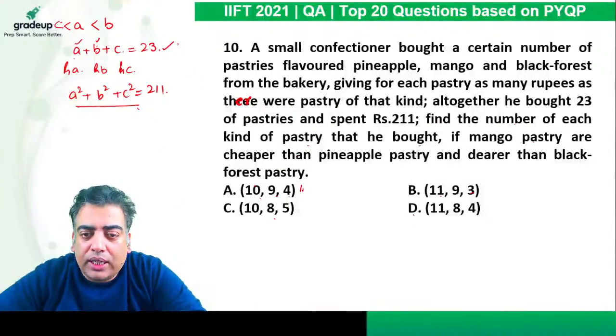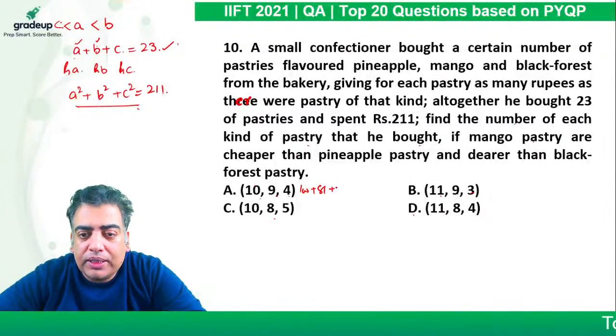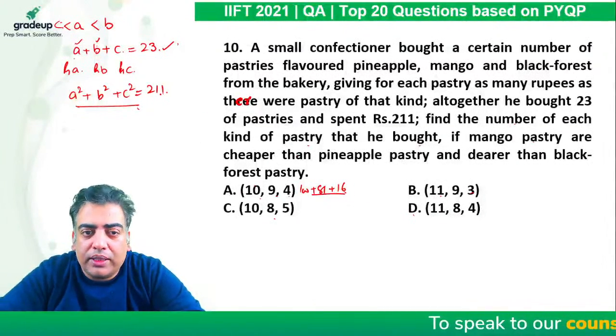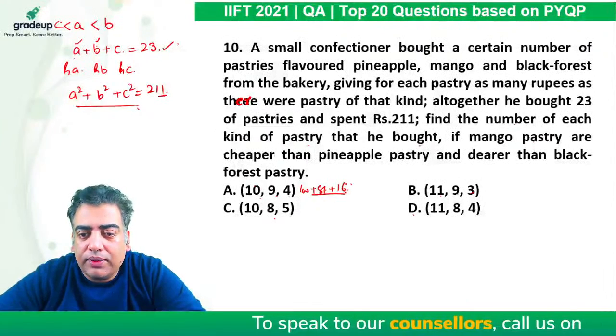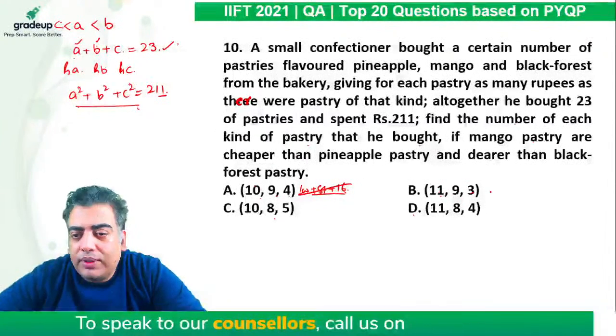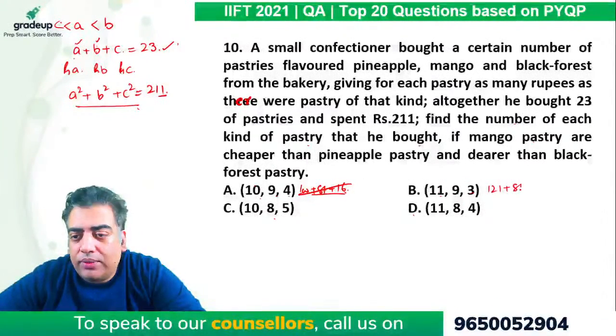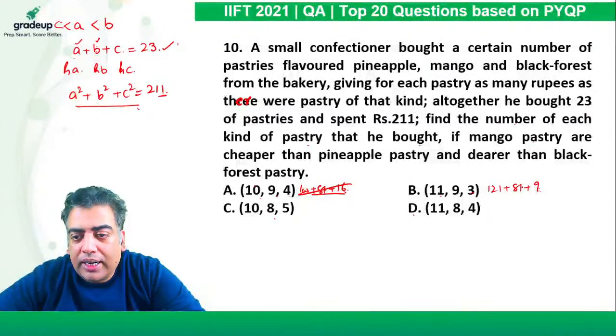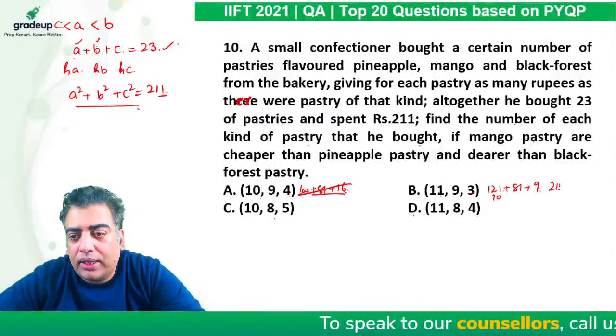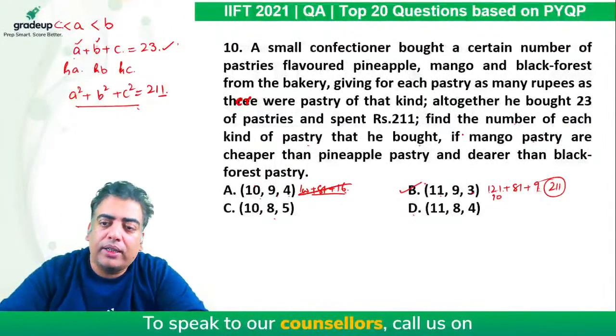So 10 square is 100 plus 81 plus 16. So units place is not matching. It should be 1. Here it is 7, so ruled out. So 11 square is 121 plus 81 plus 9. So units place is matching. So let's add them. 81 plus 9 adds up to 90. Right, so 90 plus 121 adds up to 211. So this has to be my correct answer.